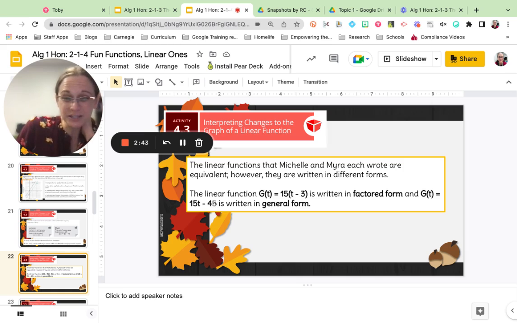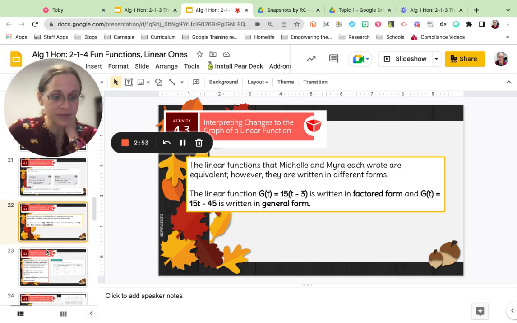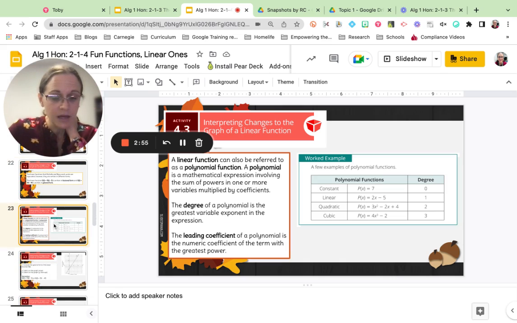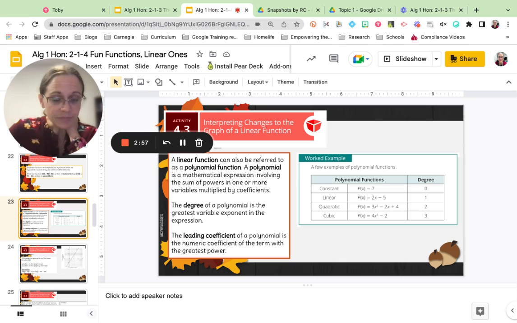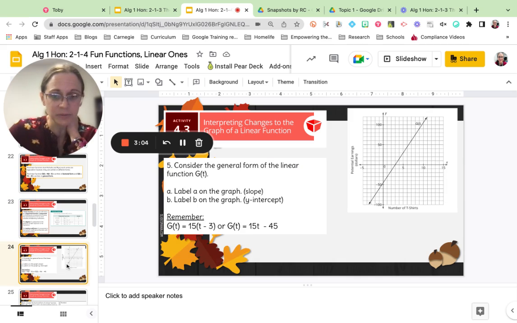This form shows us that if she doesn't sell any t-shirts at all, she's going to lose $45. That's also useful information. So looking at the y-intercept has different utility than looking at the x-intercept. And that's one thing that we want kids to see here. So this concept is connected to the idea of a polynomial and how those are classified and what it means for polynomials to have a degree.